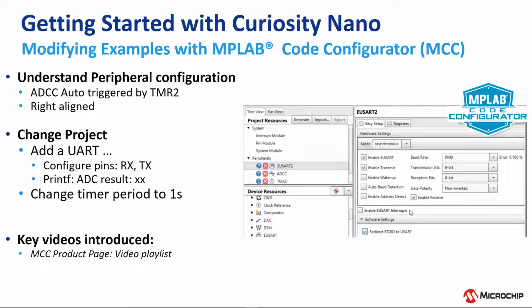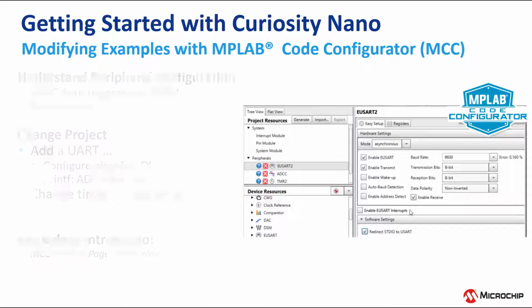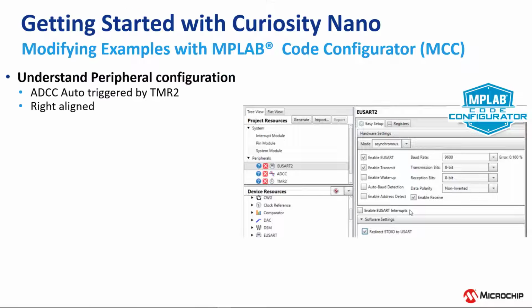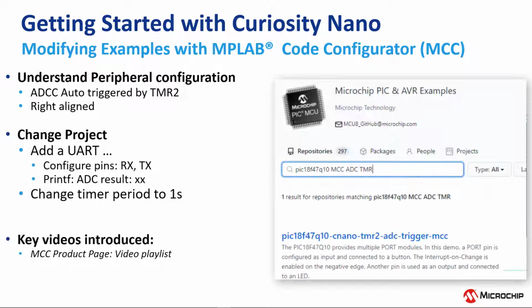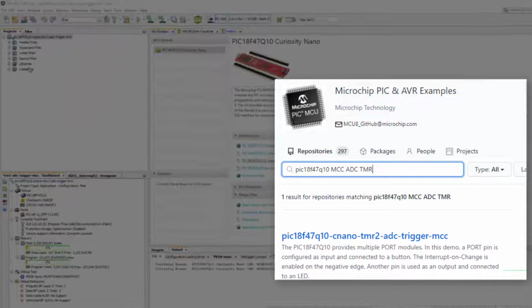In this video, we introduce MPLAB Code Configurator, a tool for easily configuring microcontroller peripherals and libraries. We use this to first understand a peripheral's configuration and then to add functionality to a project, as we continue to build on the PIC and AVR GitHub example project that we found in the last video.